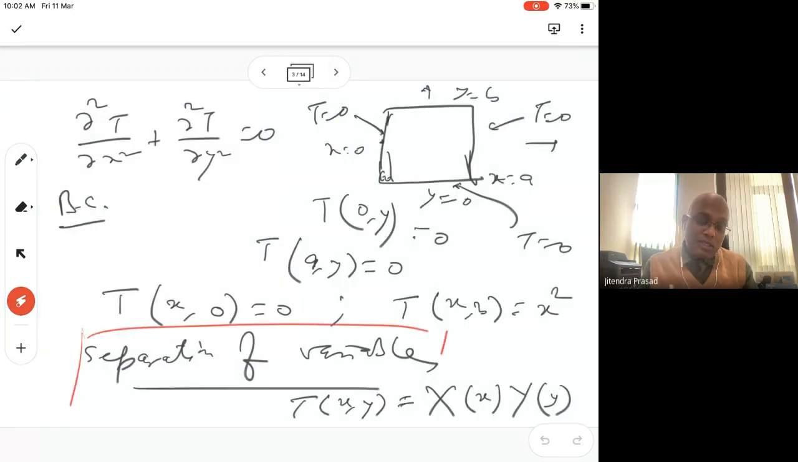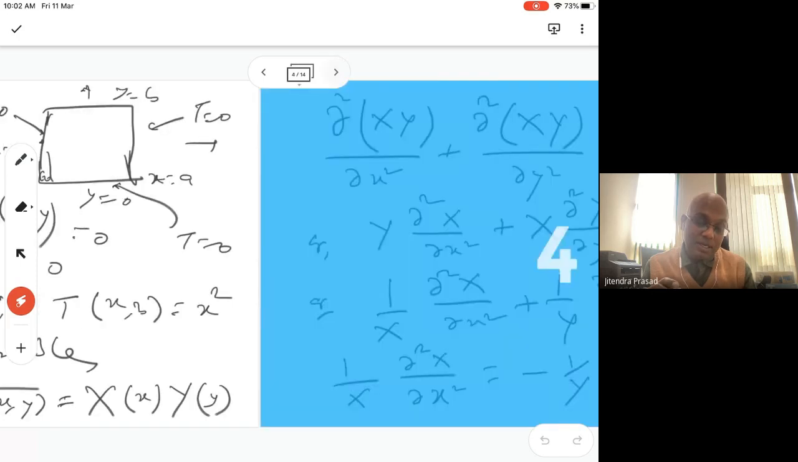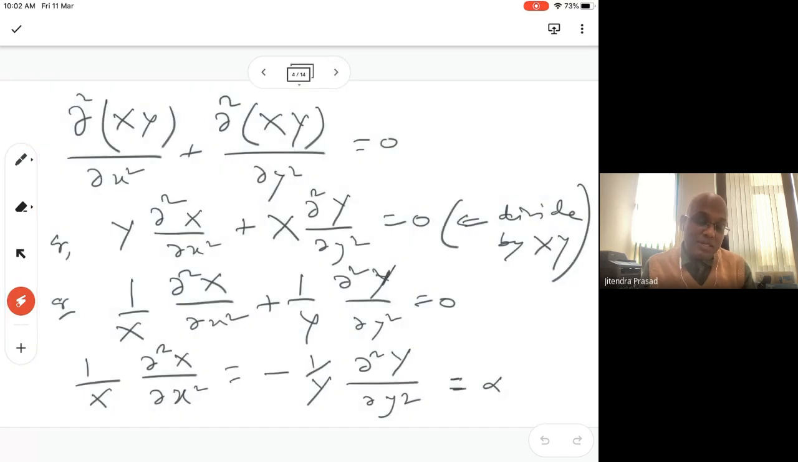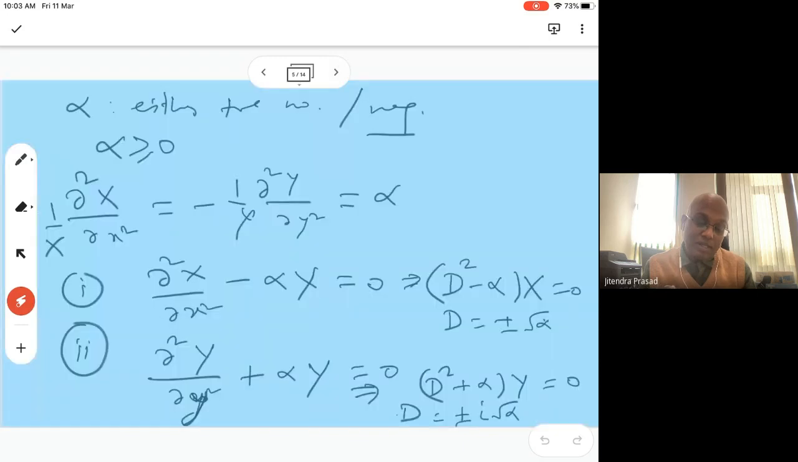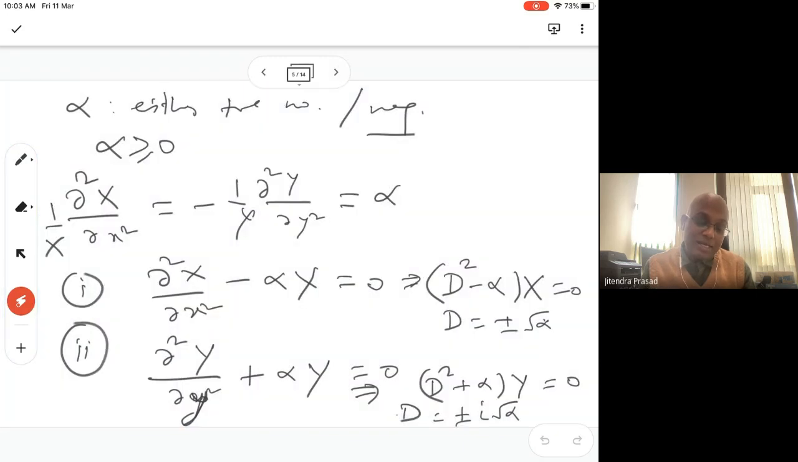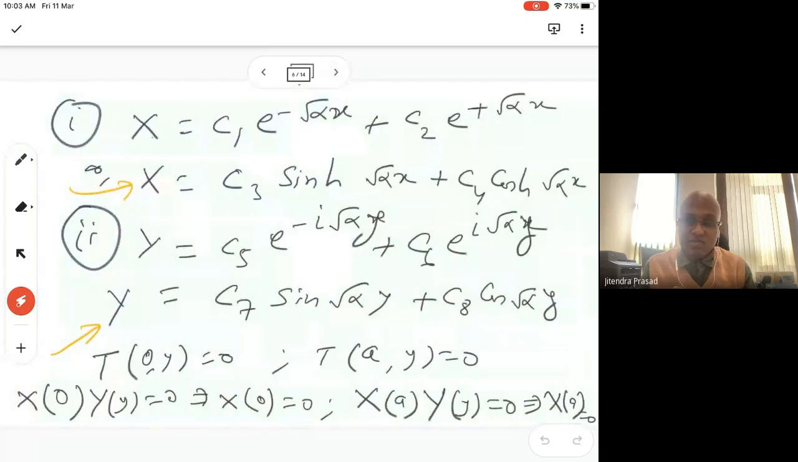What you typically use is called separation of variables, where you write T(x,y) as a product of two functions, one a pure function of x, the other a pure function of y. We first assumed alpha to be positive and found the solution, and then we realized that when alpha is greater than 0, the boundary condition cannot be satisfied.